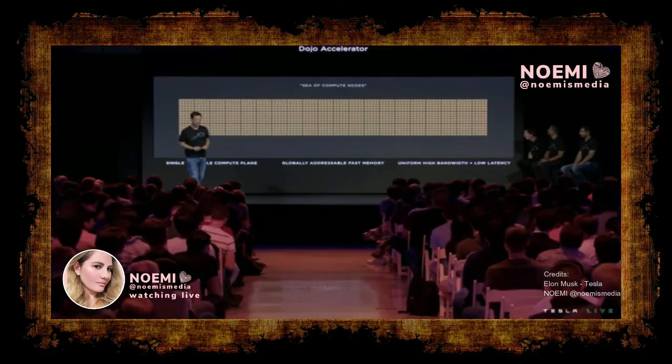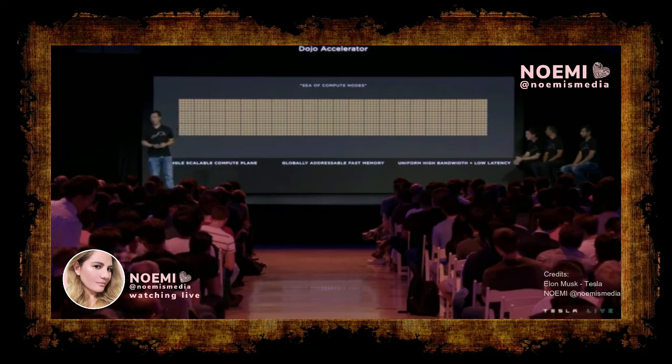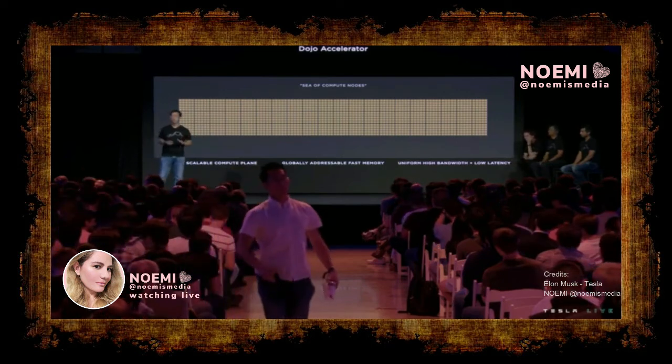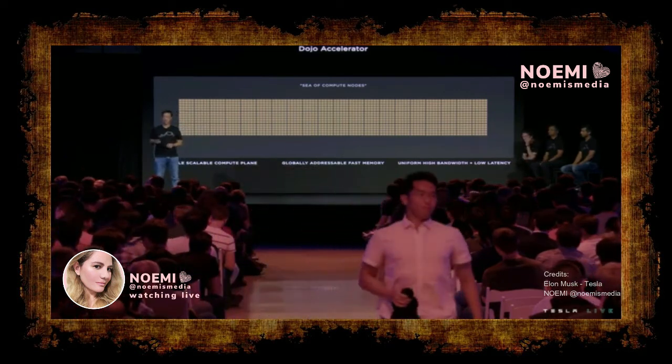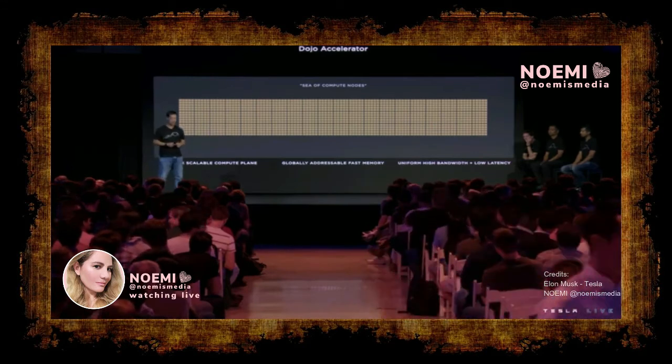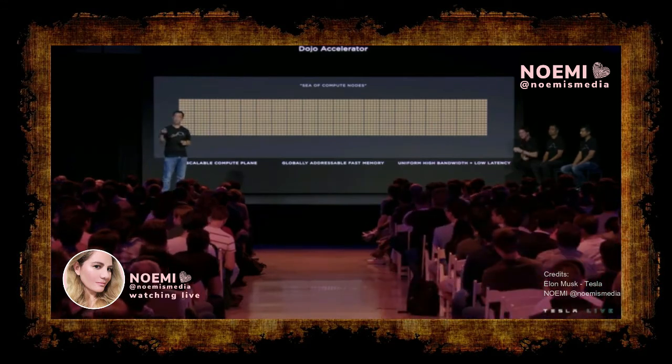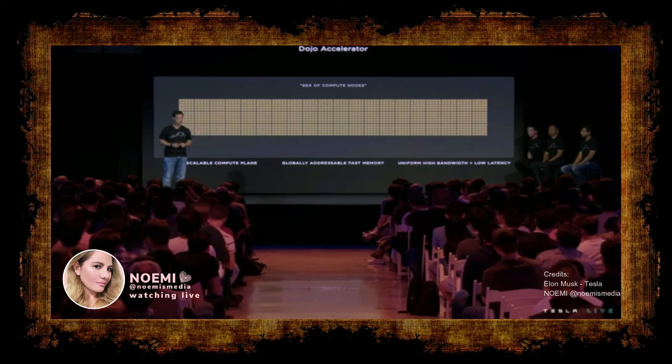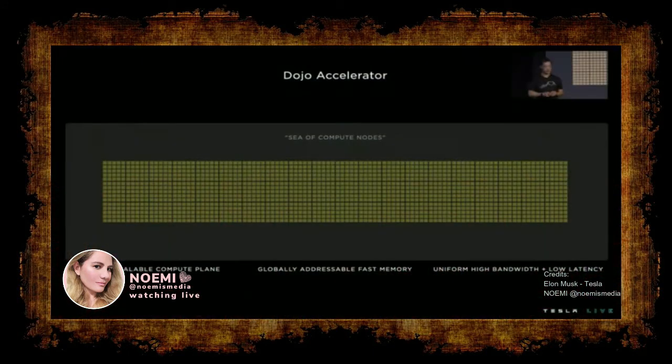I'll start tonight with a high-level vision of our system that'll help set the stage for the challenges and the problems we're solving, and then also how software will leverage this for performance. Now, our vision for Dojo is to build a single unified accelerator, a very large one. Software would see a seamless compute plane with globally addressable, very fast memory, all connected together with uniform, high bandwidth, and low latency.